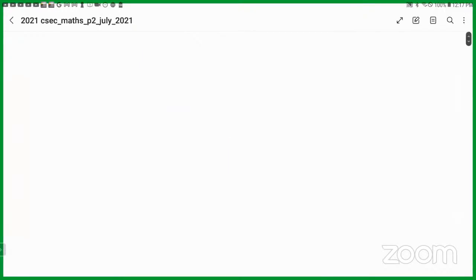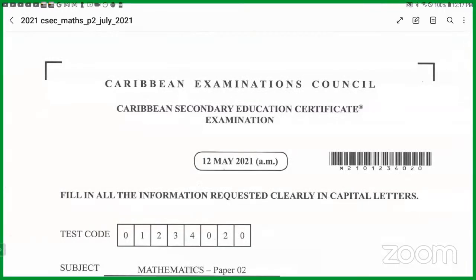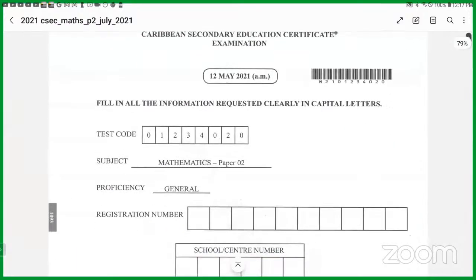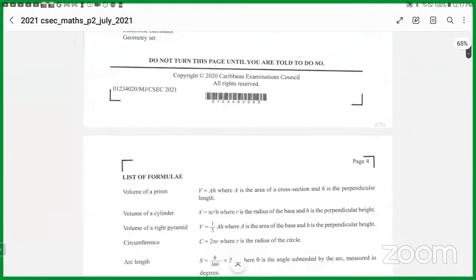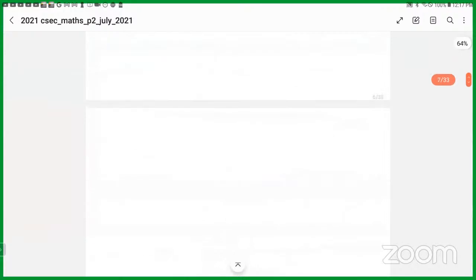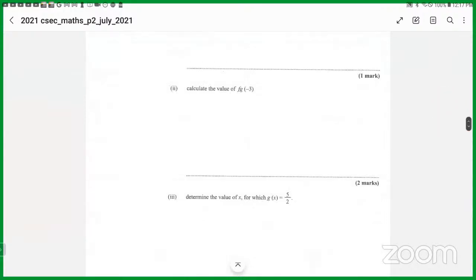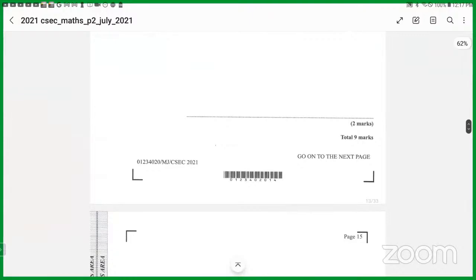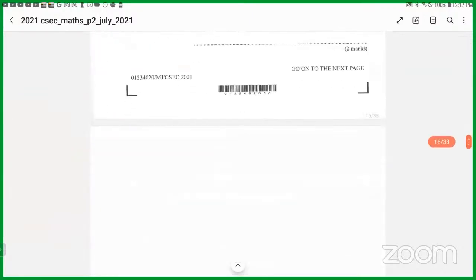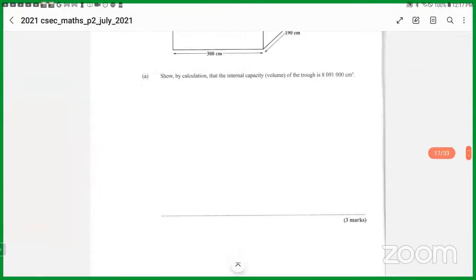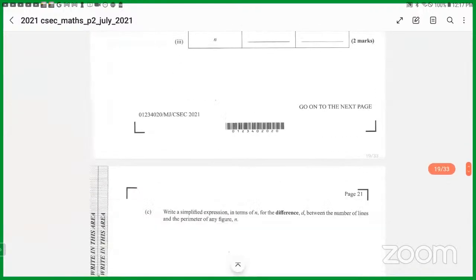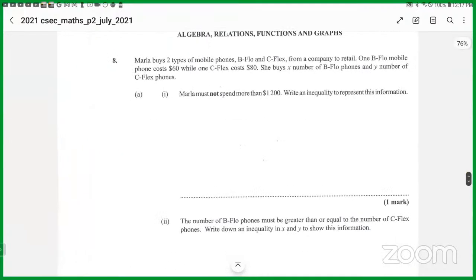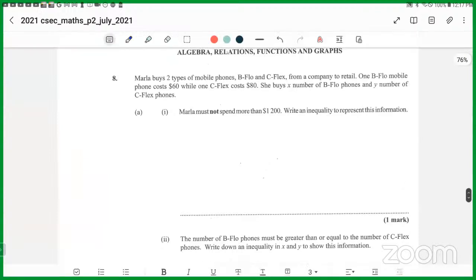I got number 8E. All right, here it is, 8E. Let's run through this quickly. Let's just do them in the order that I sent them.